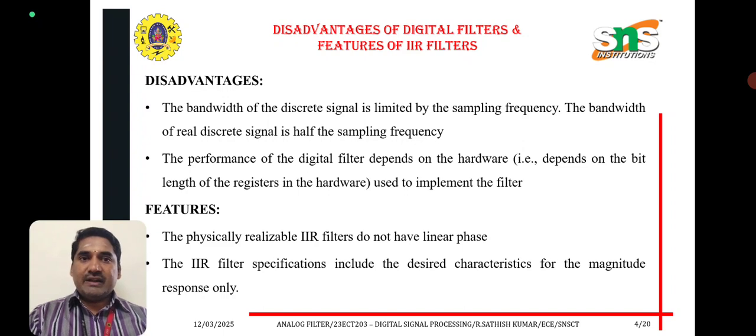Next, disadvantages. The bandwidth of the discrete time signal is limited by the sampling frequency. The bandwidth of the real time discrete signal is half of the sampling frequency. The performance of the digital filter depends only on the hardware used to implement the filter. Then features. The physically realizable IIR filter does not have linear phase. The IIR filter specifications include the desired characteristics for the magnitude response only.